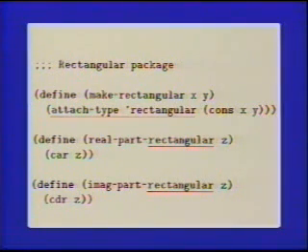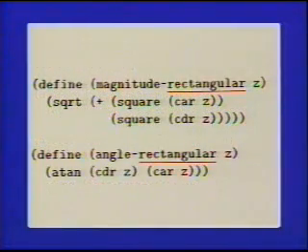Everything else George does is the same, except that George and Martha both have procedures named real part and imaginary part. So to allow them both to exist in the same Lisp environment, George should change the names of his procedures. So he'll say, this is George's real part procedure, the real-part-rectangular procedure, the imaginary-part-rectangular procedure. And then here's the rest of George's package. He had magnitude and angle, he just renames them magnitude-rectangular and angle-rectangular.